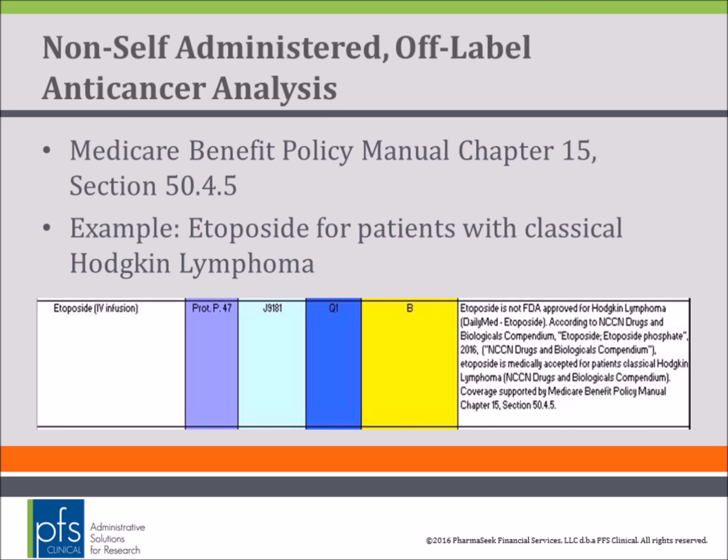For example, etoposide is not FDA approved for patients with classical Hodgkin lymphoma. However, according to the NCCN Drugs and Biologicals Compendium, etoposide is medically accepted for patients with this indication. Therefore, we can cite coverage supported by Medicare Benefit Policy Manual, Chapter 15, Section 50.4.5.